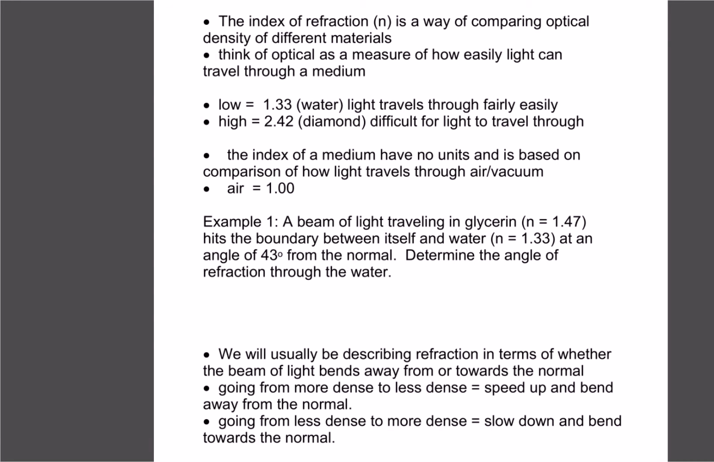The index of refraction, like I said, is just a way of comparing densities of objects. Something like air is our standard, it's 1, and the more dense we get, the higher the number. You can see water, which we used in the last question, was 1.33. We get to something like diamond, 2.42. So the higher the number, the harder it is for the light to travel through.